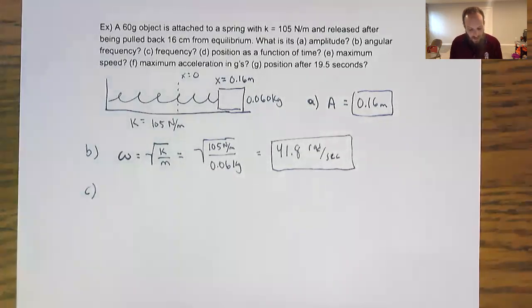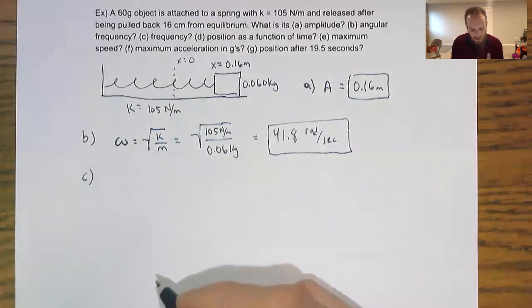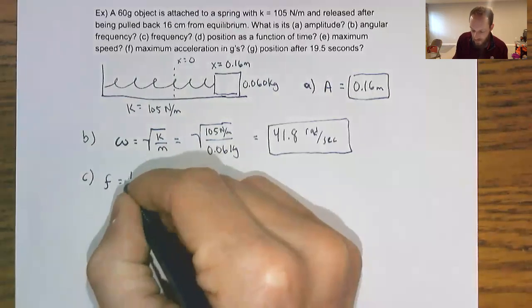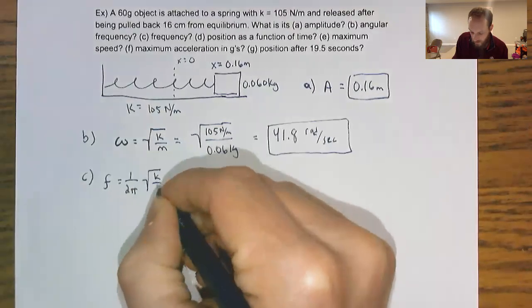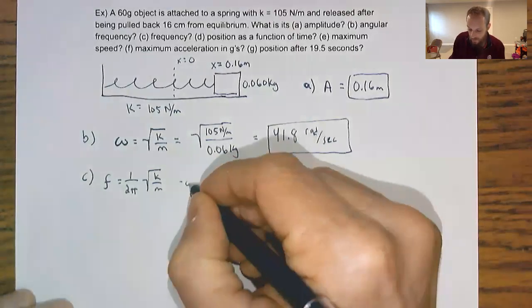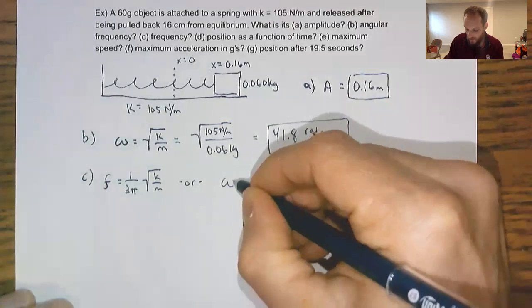Now I'm looking for the regular frequency. So regular frequency, that's just f. And there are kind of two ways that I could find that here. If I look at my 3x5 card, I have an equation for regular frequency. 1 over 2 pi times the square root of k over m is one way that I might find that. I've got all of those numbers. I could just solve for it that way. However, since I know my angular frequency, the two are related to each other.